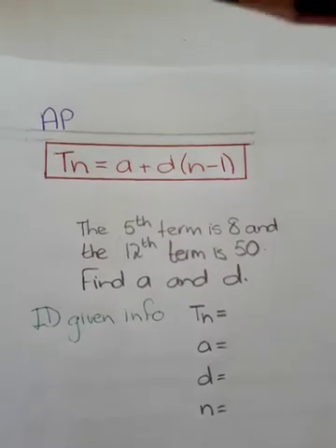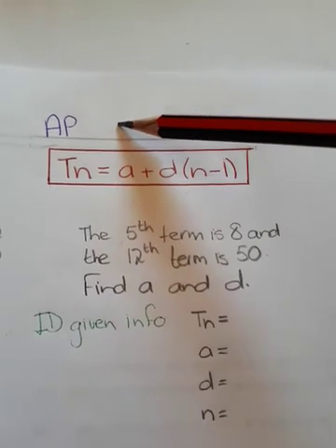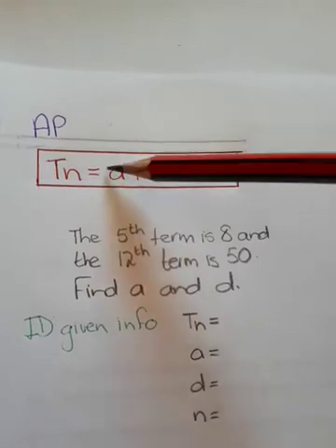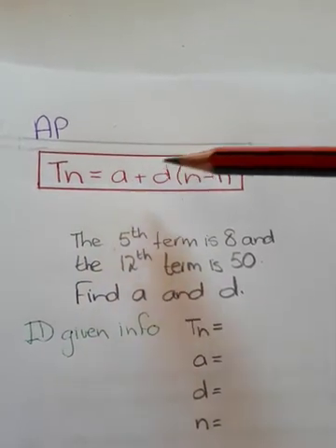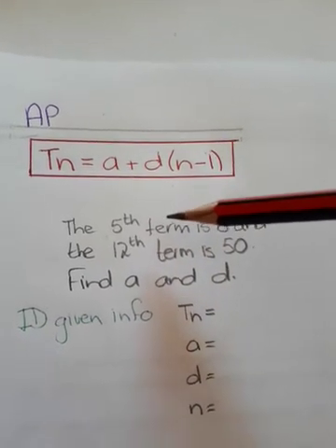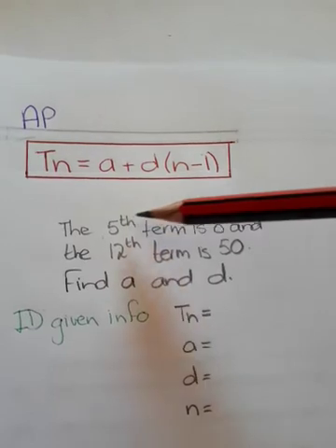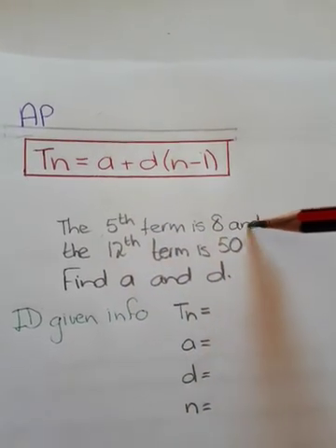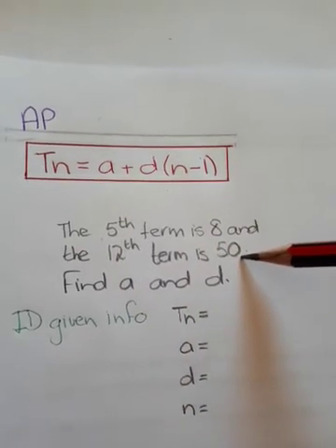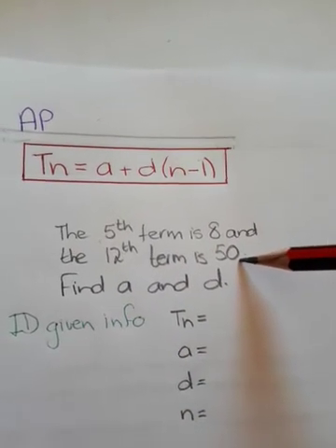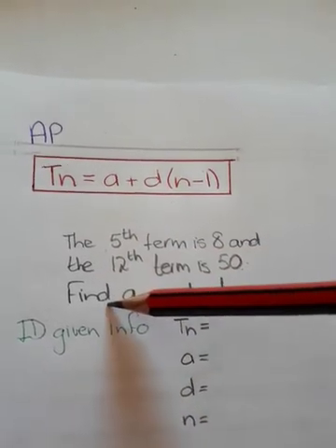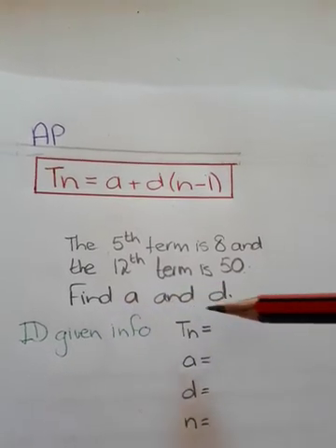Okay, the third video on questions on arithmetic progressions. Once again, people, remember we are working with one formula, Tn equals A plus D in brackets n minus 1. If we look at this example, they're giving you the 5th term, which is equal to 8, and the 12th term, which is equal to 50. So they do not give you term 1 to 3 as usual. They give you the 5th term and the 12th term. And they say find A and D.